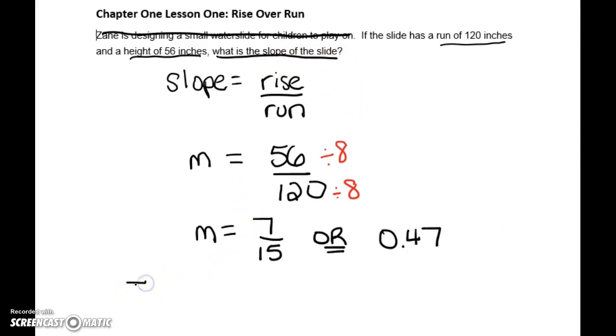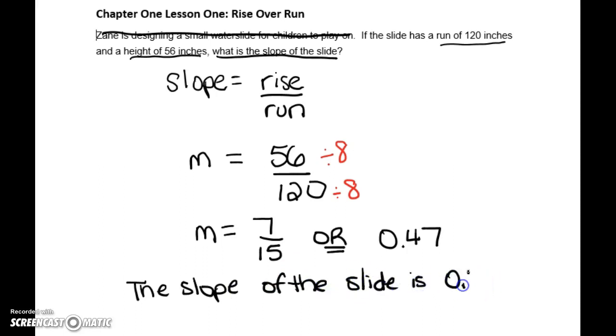So you could say, the slope of the slide is 0.47. You guys can also use 7 over 15. As long as I didn't state it, I honestly don't care if it's fraction or decimal, but typically if I'm a little bit picky, I will state it in the question or on the top of your assignments or tests. And with that, we're all done that question, so we're all done.